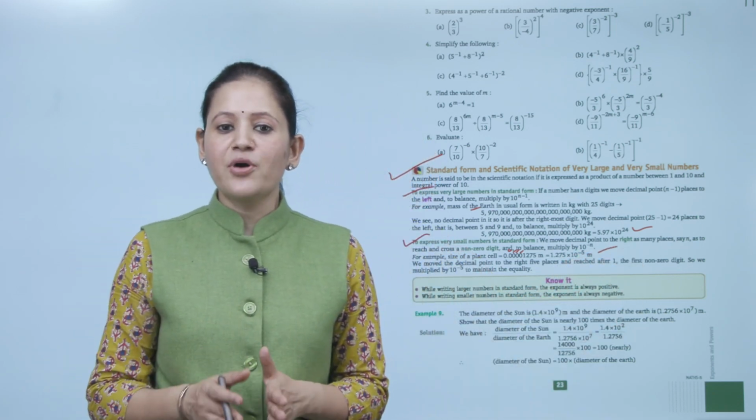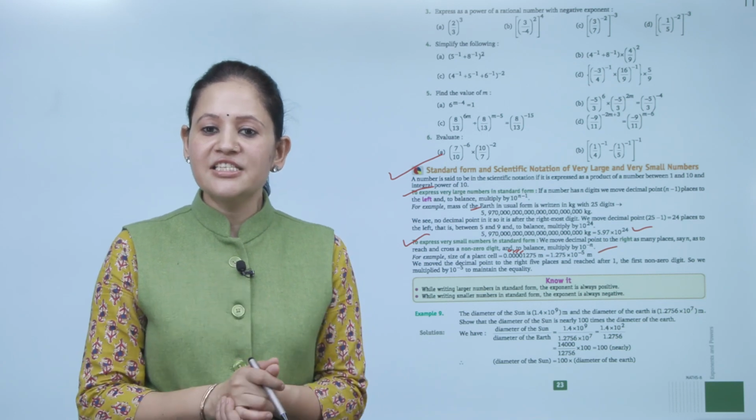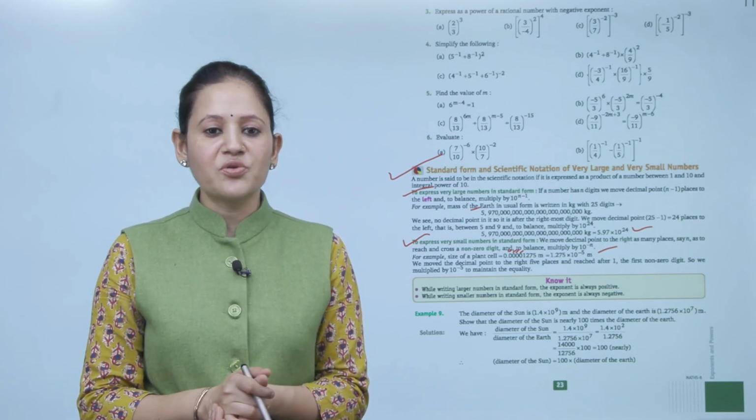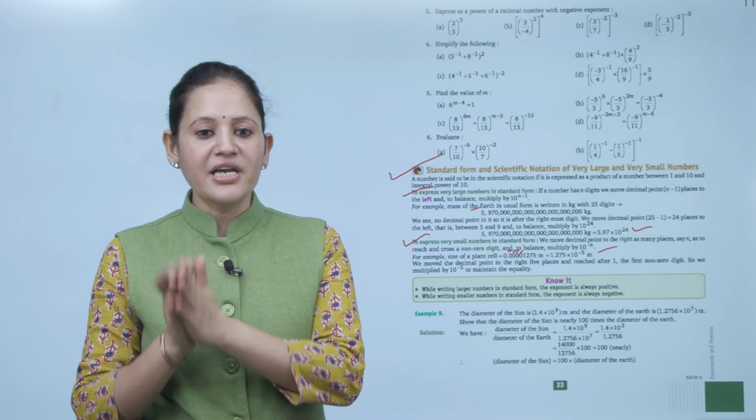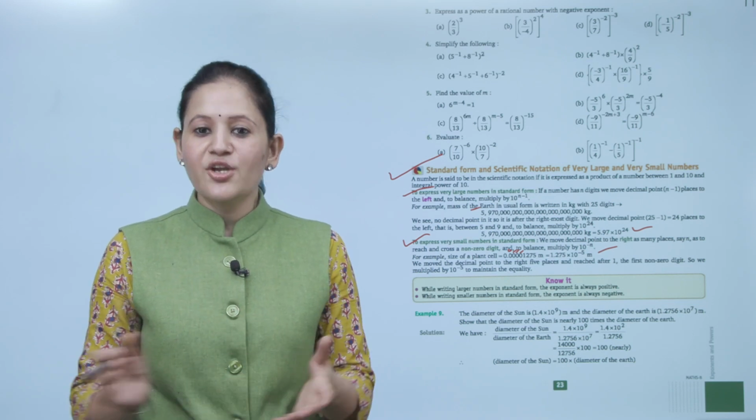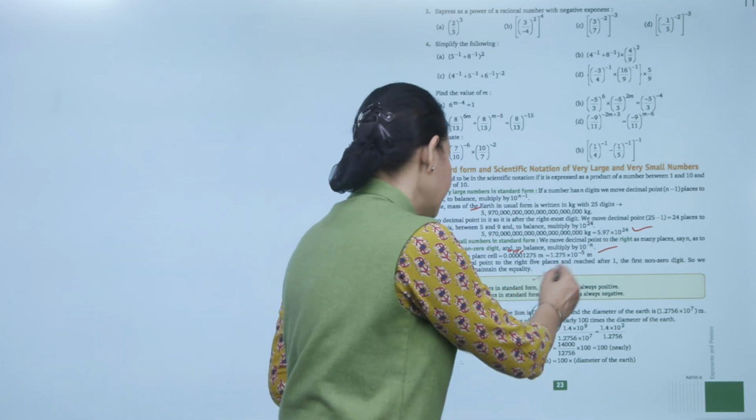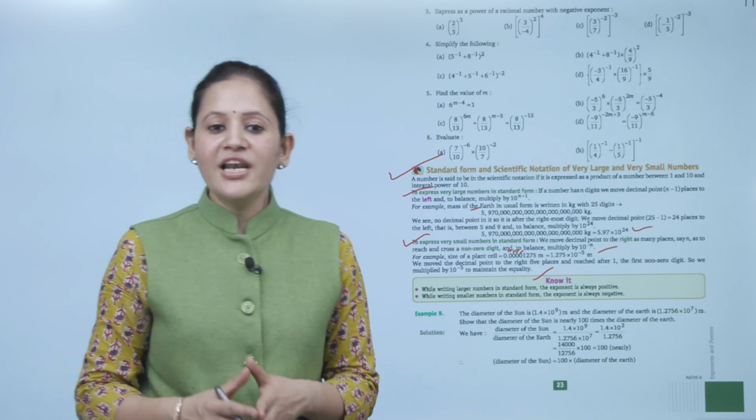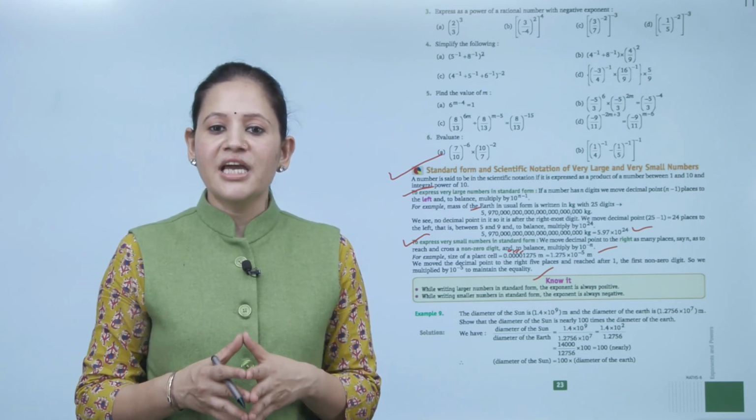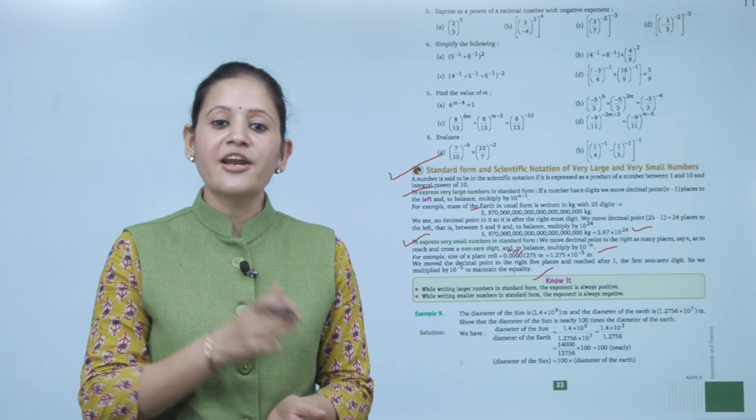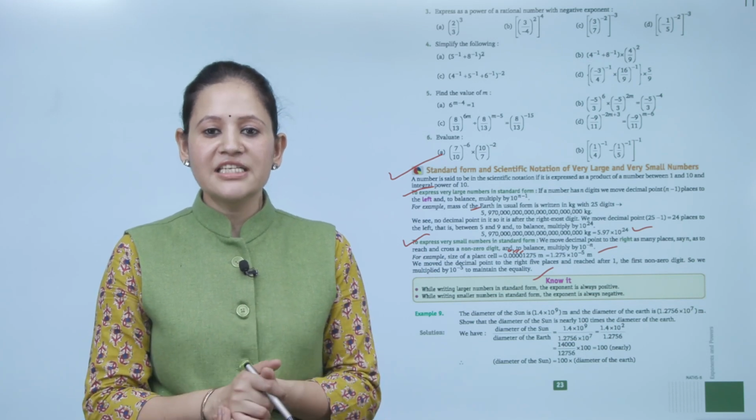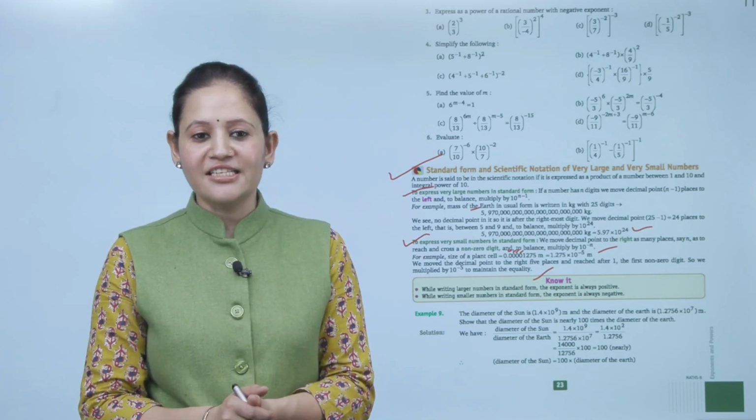We move the decimal point to the right 5 places and reached after 1, the first non-zero digit. So we multiply by 10 to the power minus 5 to maintain the equality. Know it. While writing a large number in standard form, the exponent is always positive. While writing a smaller number in standard form, the exponent is always negative.